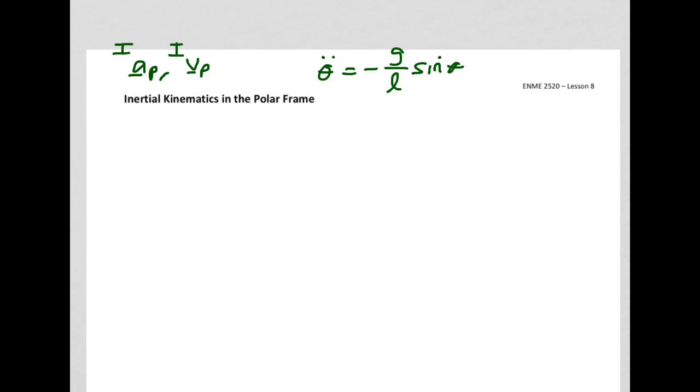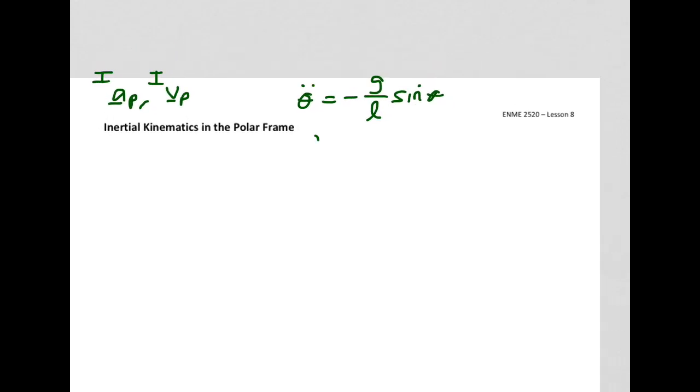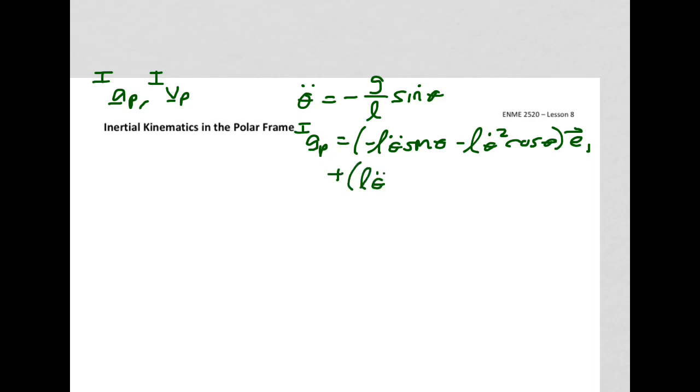But remember that to get there, it was actually pretty rough going, because when we calculated our velocity and our acceleration in the inertial reference frame, we ended up with expressions like this, where the acceleration of point P in the inertial reference frame was equal to negative L theta double dot sine theta minus L theta dot squared cosine theta multiplied times the E1 vector, plus L theta double dot cosine theta minus L theta dot squared sine theta in the E2 direction.